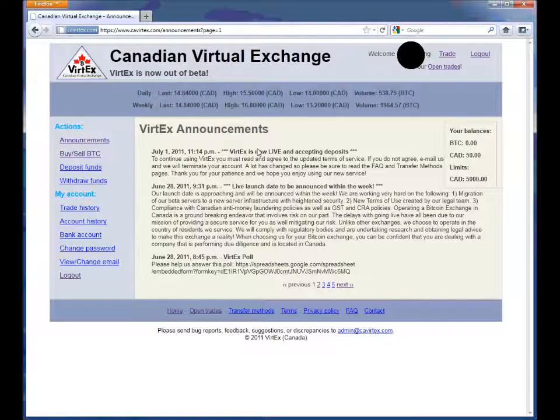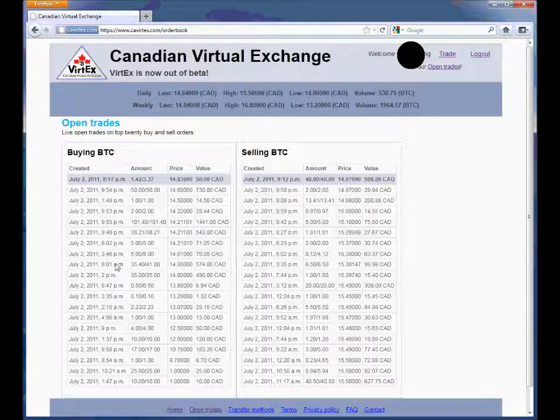The first thing you're going to want to do is press Open Trades. This is a very important screen. It shows you the buyers on the left-hand side and the sellers on the right-hand side. This very top row you see here is the best price that someone is willing to pay to buy a Bitcoin. And here is the best price that someone is willing to sell a Bitcoin at.